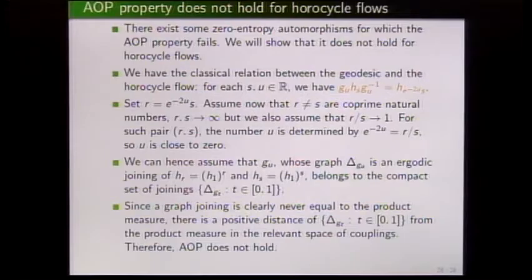So in other words, what I am considering now is a set of joinings which is indexed by, let's say, zero, one. So it's a compact, closed subset of joinings. All of these joinings, because these are graph joinings, are different from product measure. So no chances, because whenever I have R and S going to infinity, I can still choose a joining which is in this set. So I will never achieve this AOP property. Okay, thank you.